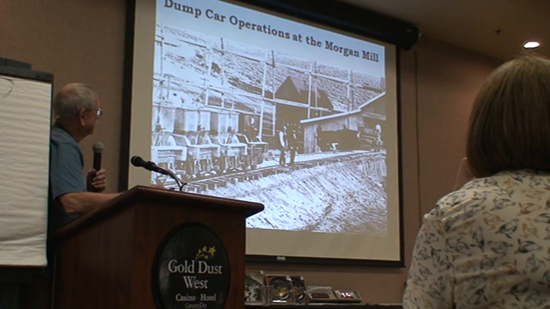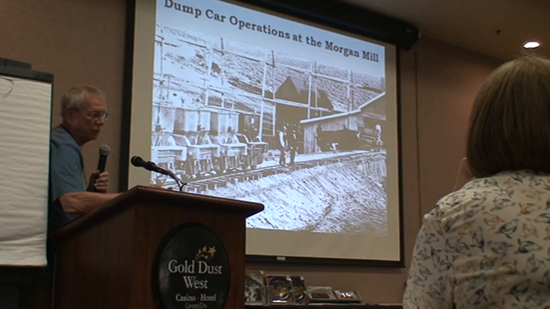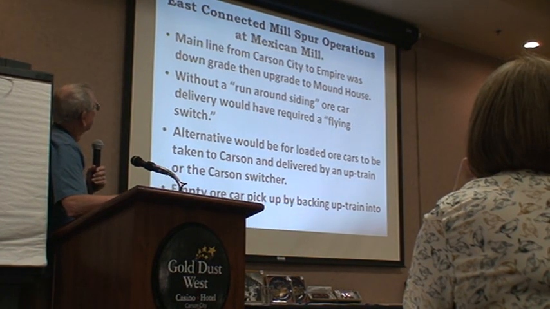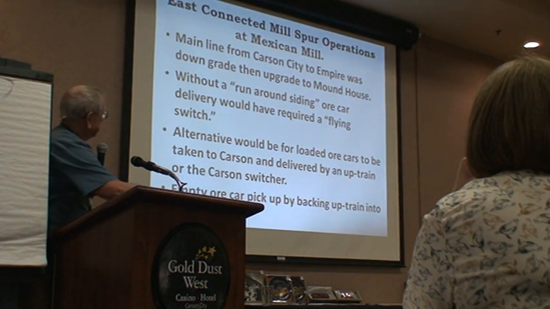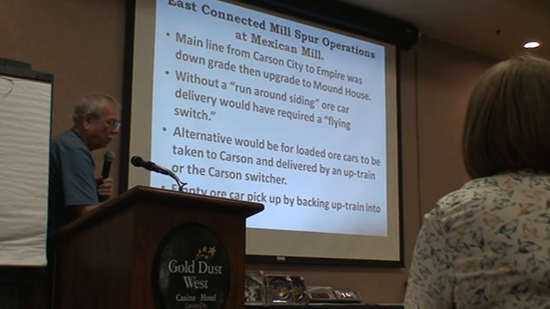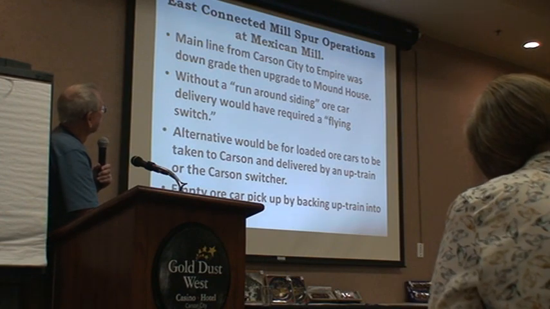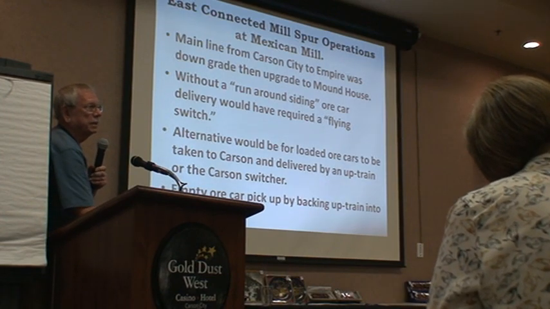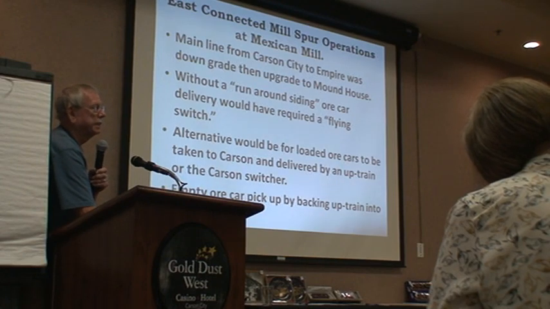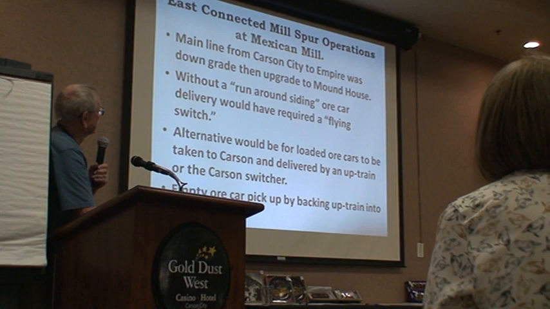But again, designed to make gravity a useful extra locomotive. The only east-connected spur early on was the Mexican Mill, and why they did that is beyond me, but again, I can guess. The Mexican Mill had a lot of tailings, and eventually they hauled those tailings out by rail, so that there could be a requirement to just haul loaded ore cars out of the Mexican Mill tailings yard.